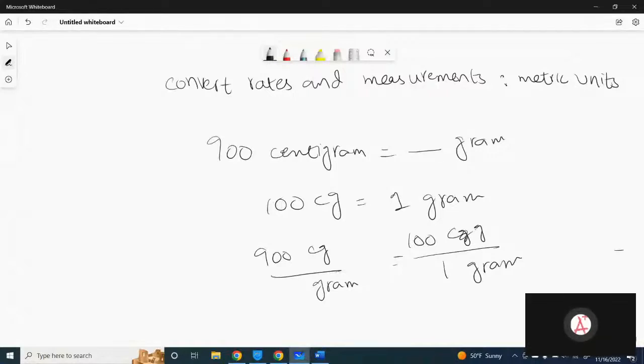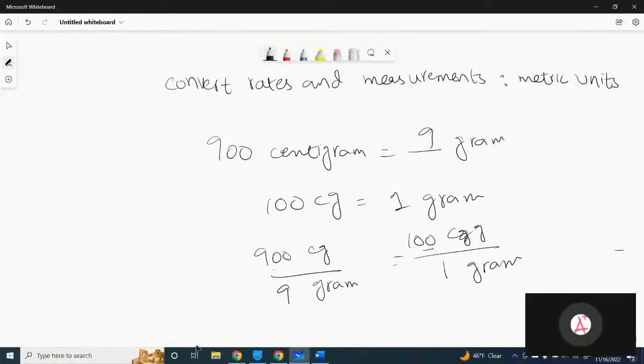We are going to use what we have learned with equivalent ratios. So I'll just make them equivalent. Here you have 100 and here you have 9. So 100 times 9 is 900. Got it? That means you have to multiply. Here you have 1 times 9, so it would be 9. Got it? Just by using the equivalent ratios method. So that means 900 centigrams equals 9 grams. Got it?